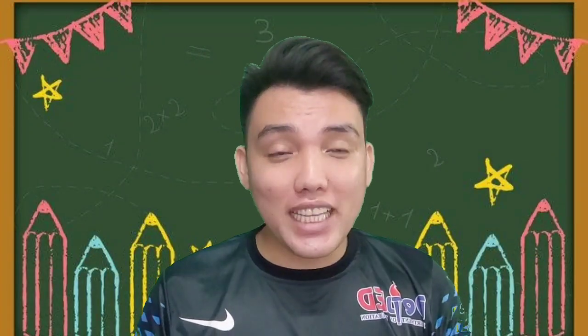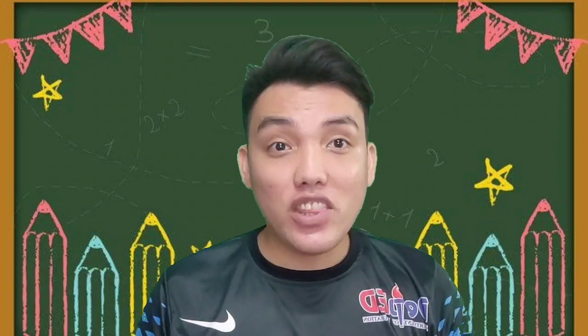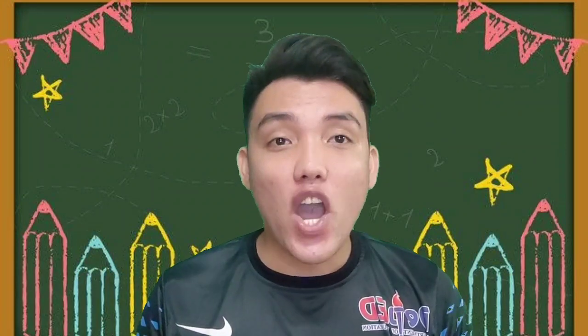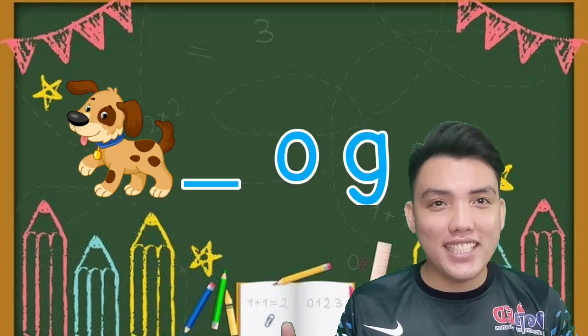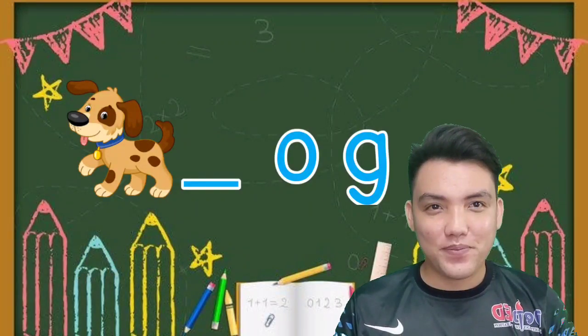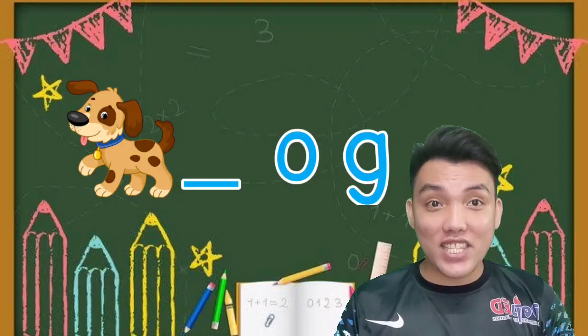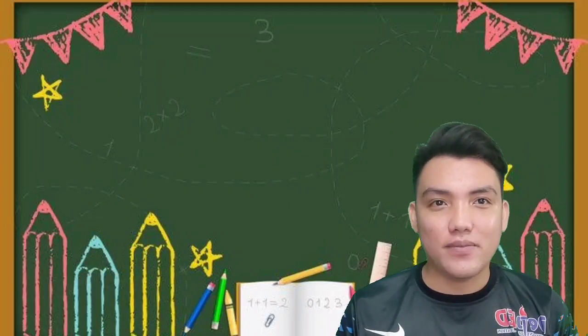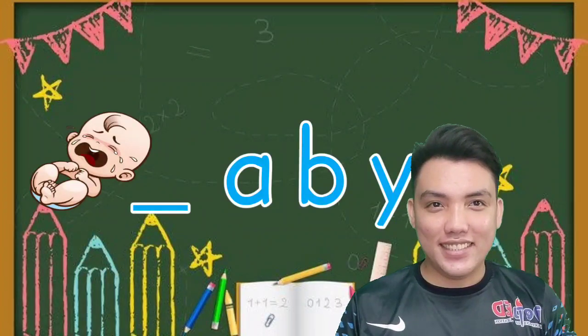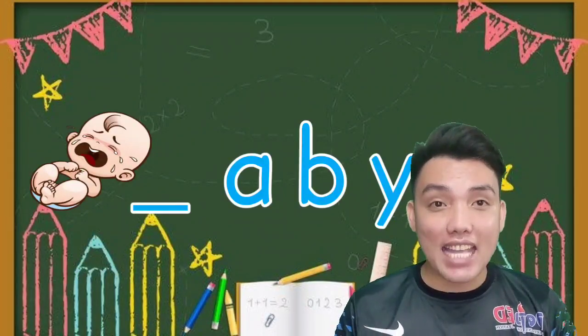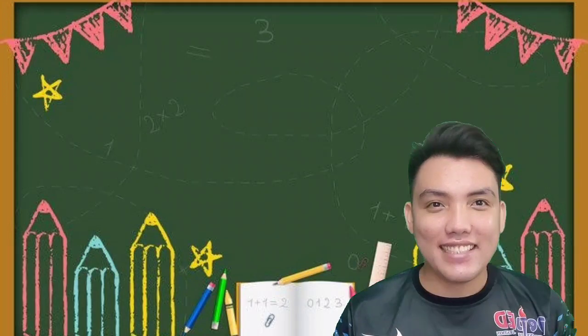For our next activity, you are going to fill in the missing letters in the words I am going to flash on the screen. Can you tell me the missing letter in this word? Very good. The answer is D. What is the missing letter in this word? Very good. The answer is B.